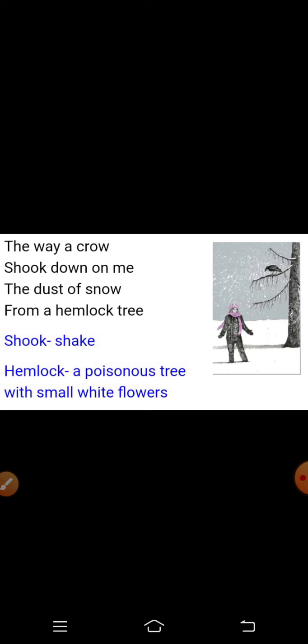Then suddenly a crow that was sitting over the tree shook the tree, and the fine particles of snow from the tree fell on the poet. Actually, what happens in this stanza is that the poet is standing under the tree and the crow comes suddenly from nowhere. We don't know from where the crow comes. It comes and sits over the tree, and as it sits, some fine particles of snow fall on the poet.